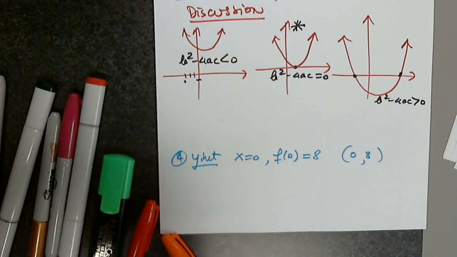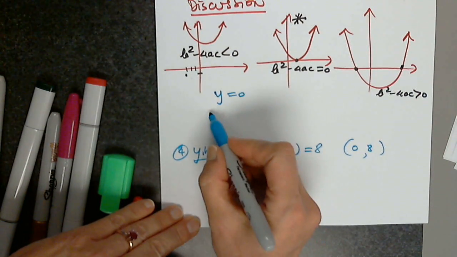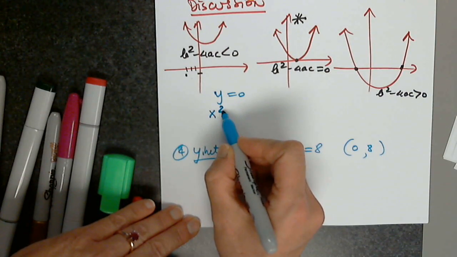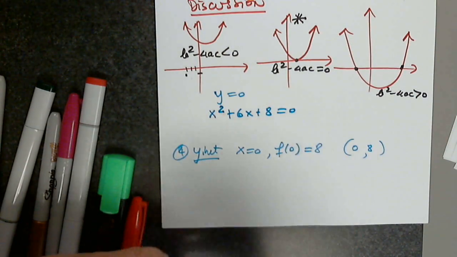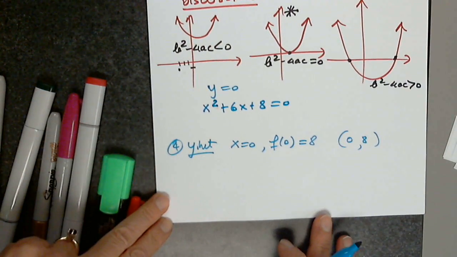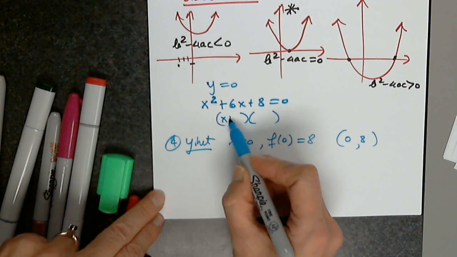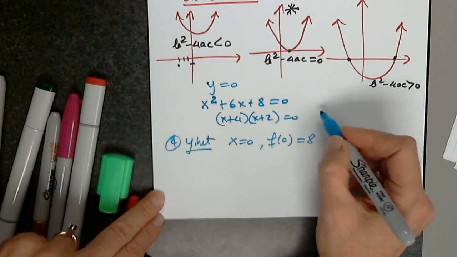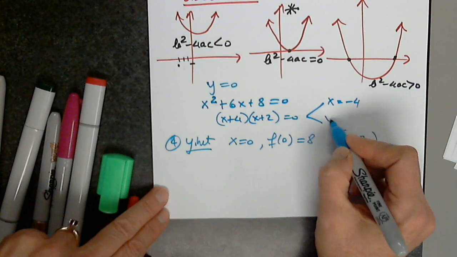Exactly. So y equals 0, so what do I write? 0 equals x squared plus 6x plus 8. Indeed. Well, I've reviewed factoring. If I can't factor, I will use the quadratic formula, but I chose a simple situation. So what is this? (x plus 4)(x plus 2). So the options are -4 and -2. That's it.